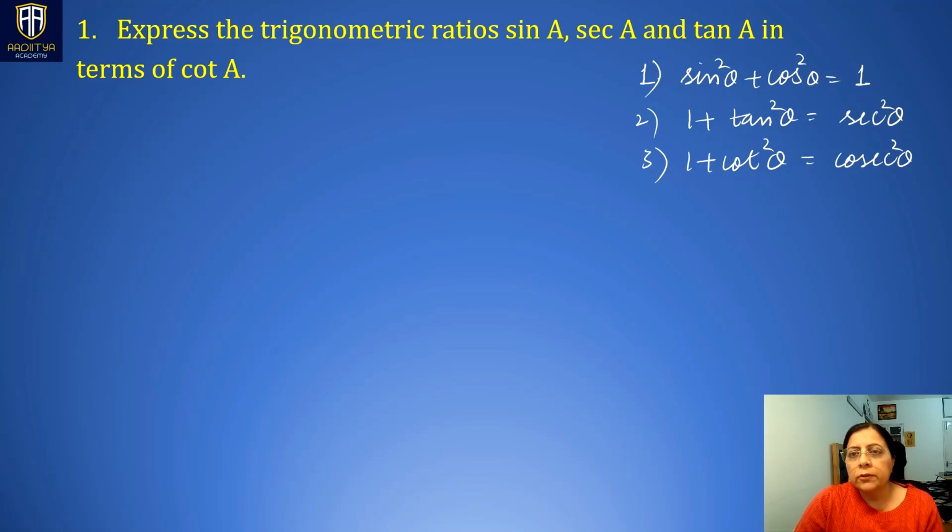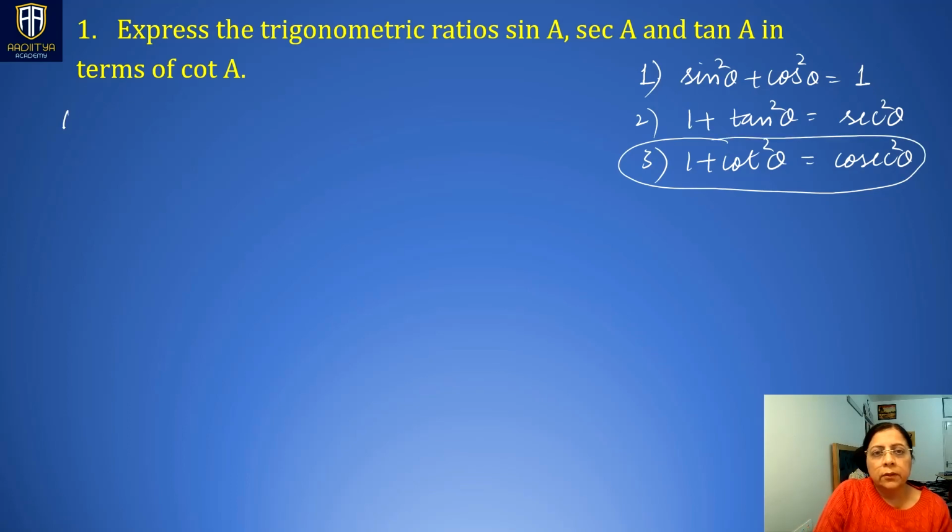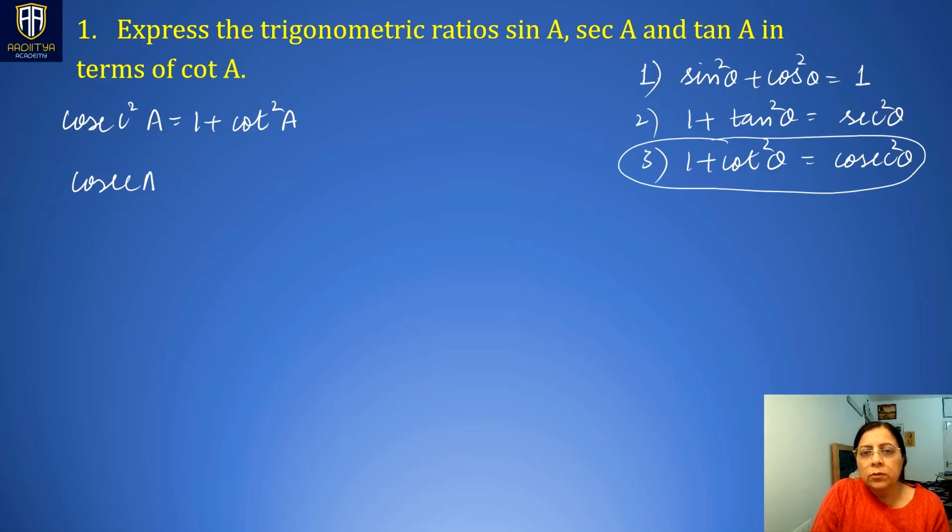Right? Now in the first question we are supposed to express the trigonometric ratios sin A, secant A and tan A in terms of cot A. So we have to start with cot and express these 3 ratios in terms of cot only. So I'm starting with this relationship: cosec square A is equal to 1 plus cot square A. So how can we write cosec A? Cosec A is square root of 1 plus cot square A.